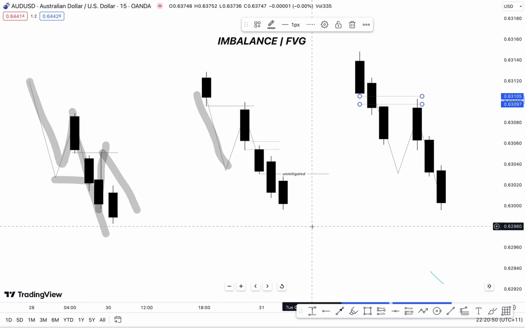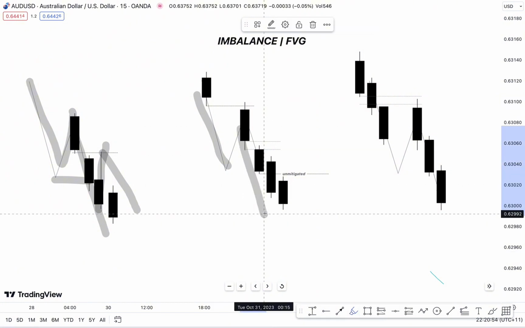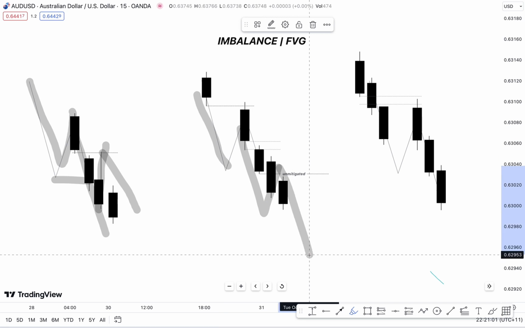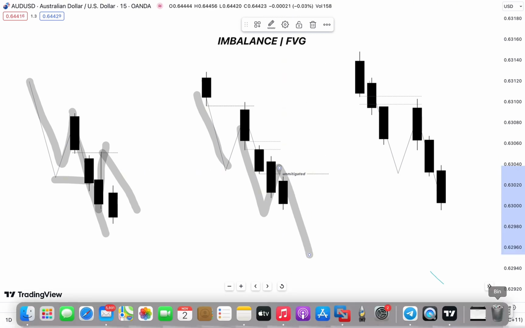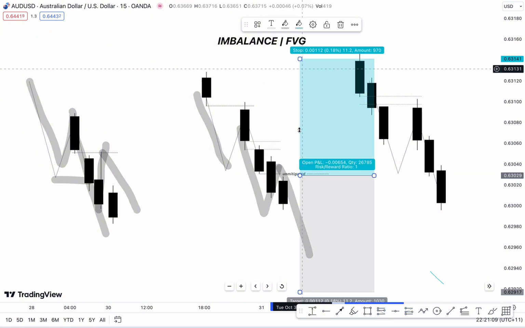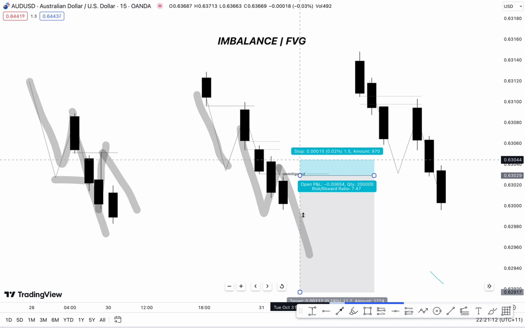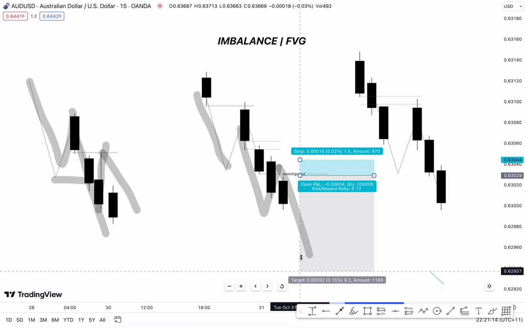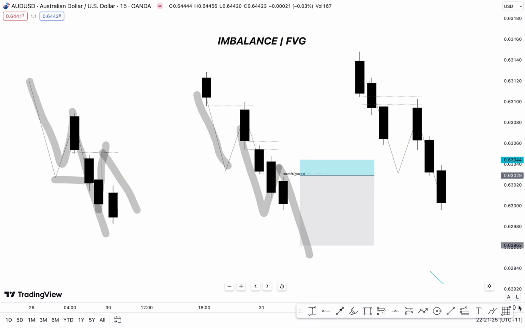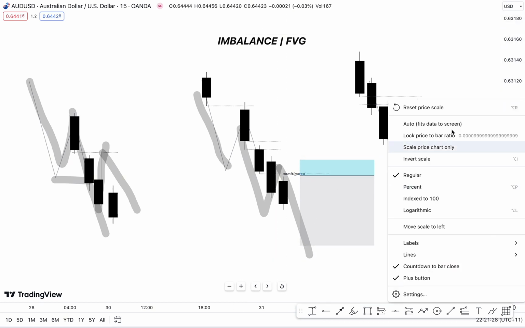So what do you want to see in the future? We want to see price rally to the downside, right? And tap into this zone here, and then continue trading to the downside. Then you might want to start selling here. You might want to take a sell entry here, right? Target one to three reward, and yeah, let's invert the scale and see.